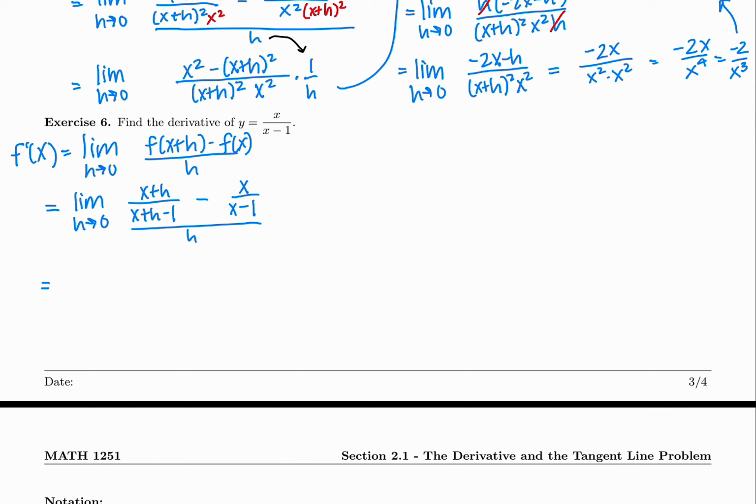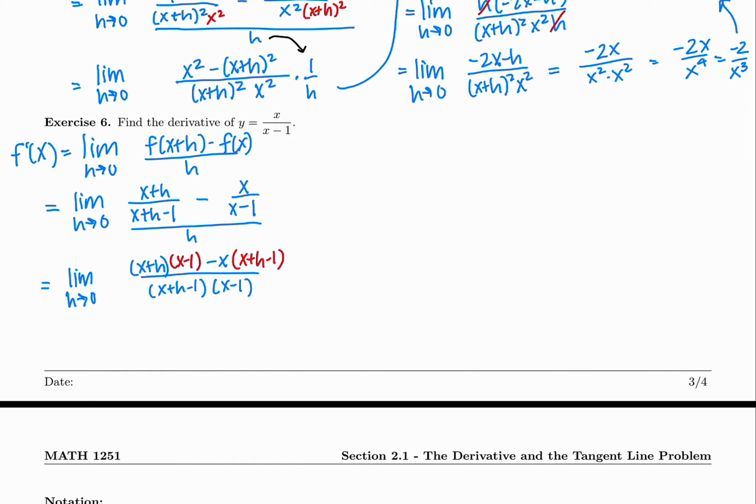So kind of like last time, you get a common denominator. This is the limit as h approaches 0. We can get that common denominator. I'm going to do just one step this time. X plus h minus 1 times x minus 1, that will be my common denominator. So my numerator will be x plus h times x minus 1, and then minus x, which needs to be multiplied by the x plus h minus 1.